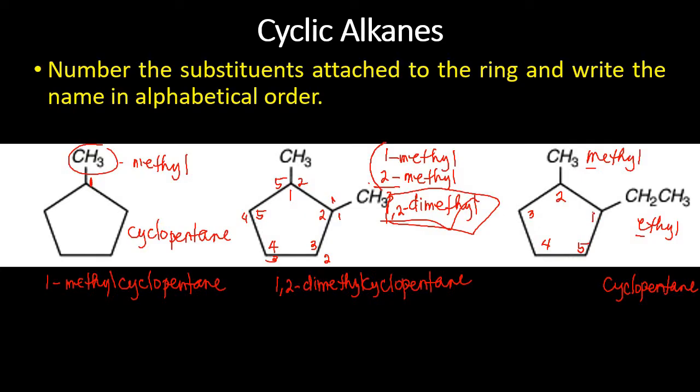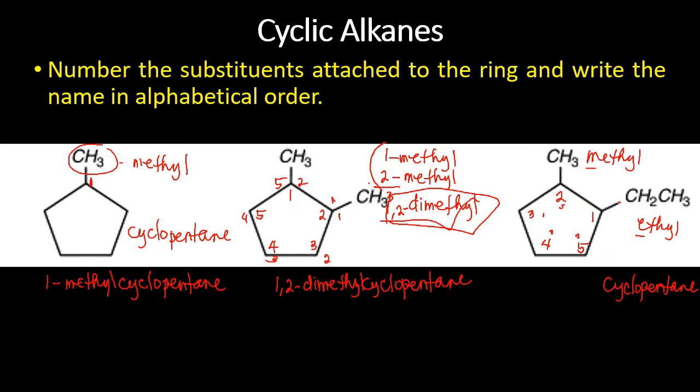Bakit hindi pwedeng 1 and then 2, 3, 4, then 5? Okay, so kapag ginawa natin yon, mamamali tayo kasi ang numbers ng substituents natin ay 1-ethyl and 5-methyl. Okay? So, total of 6. Kumpara kapag 1 and 2 ang gamitin natin, there are only 3. 3 lang yung kanilang sum.